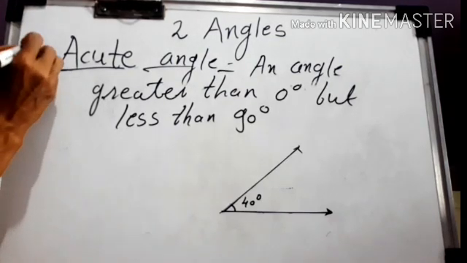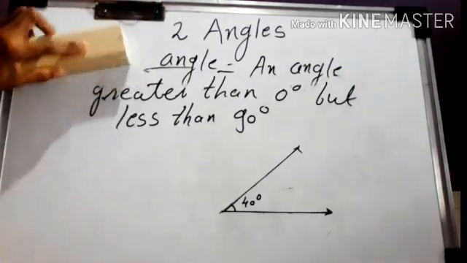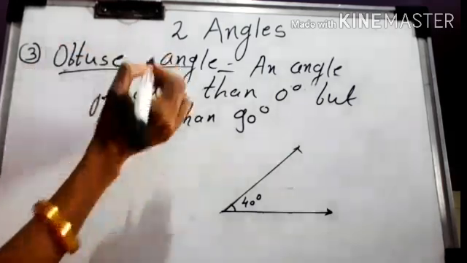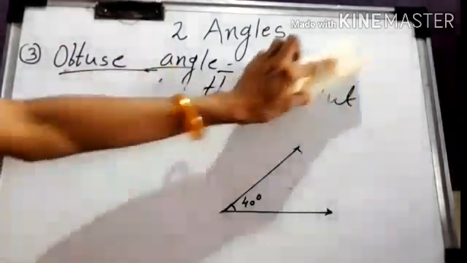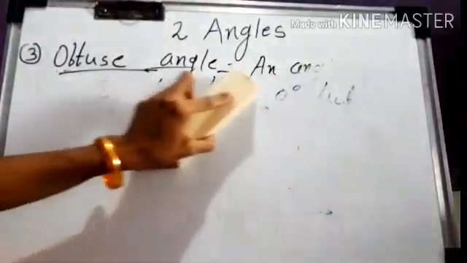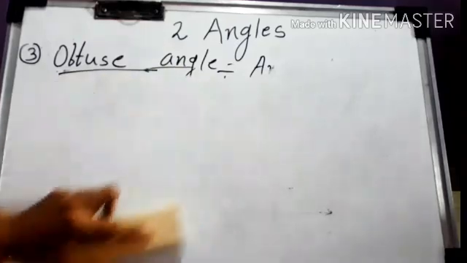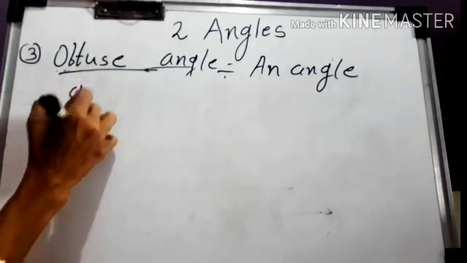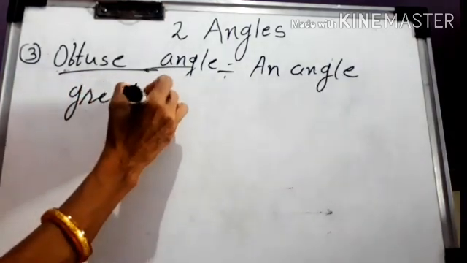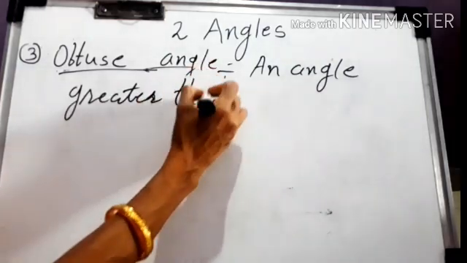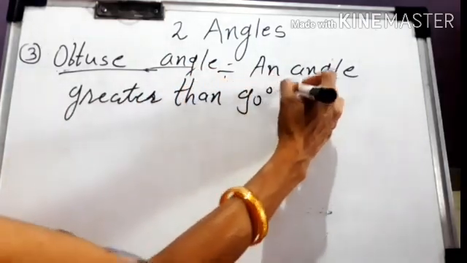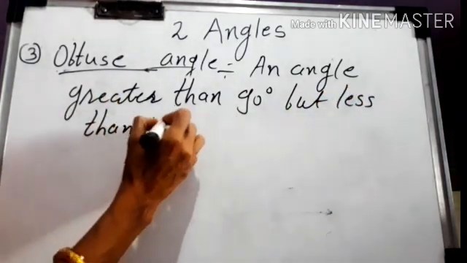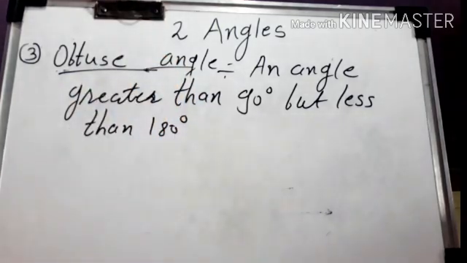Our third type is obtuse angle. So now what is meant by obtuse angle? Now obtuse angle will be always greater than 90 degree. An angle which is greater than 90 degree but less than 180 degree is called an obtuse angle.